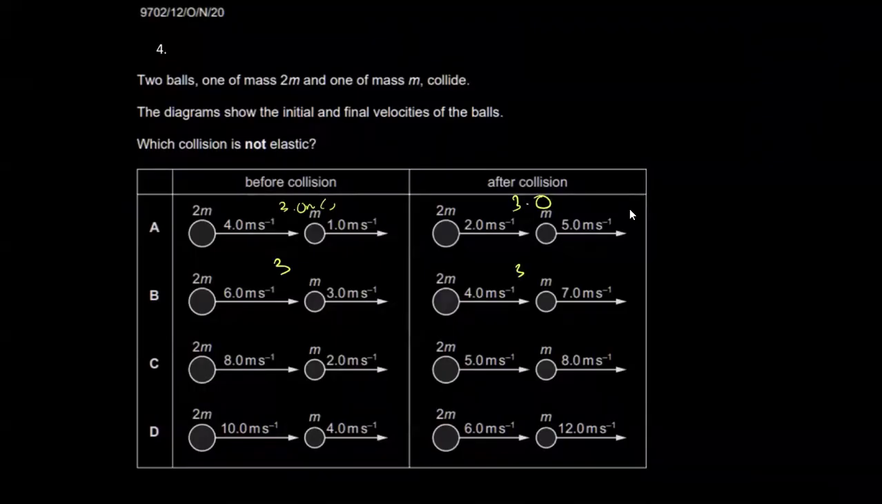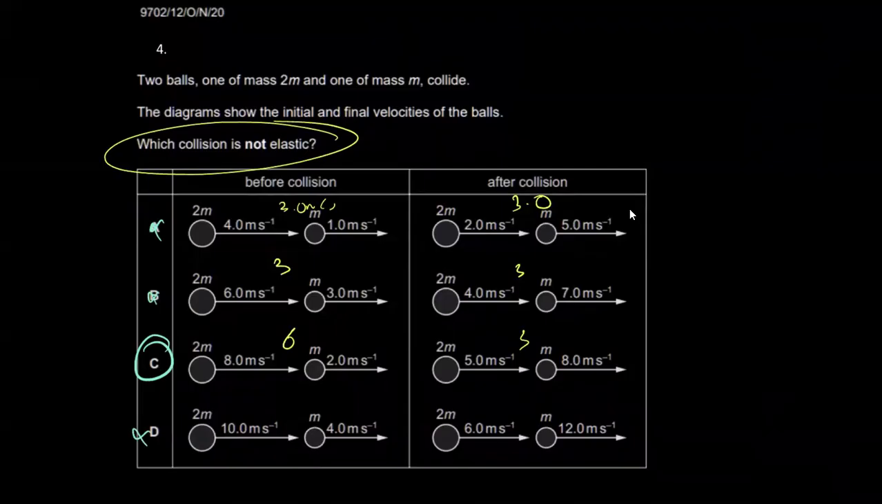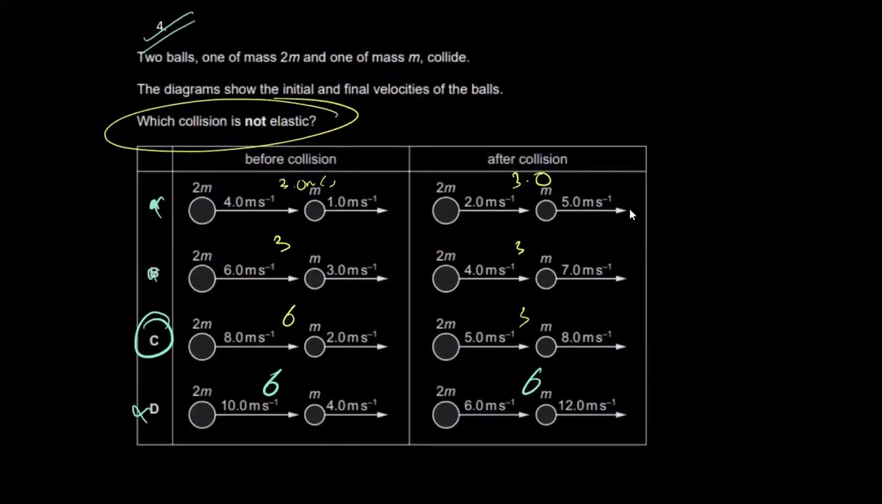8 and 2. Speed of approach is 6. 8 minus 2. And over here, it's 8 minus 5. That's 3. So guys, C cannot be your answer. Oh, sorry. C is your answer because the question says which collision is not elastic. So C is not elastic. बाकी सारे हमारे पास. आखिरी भी देख लें. 6 and 6. 10 minus 4, 12 minus 6. Easiest thing अगर मैं आपको बताऊं, the easiest thing that you can do is just subtract the smaller value from the larger value. Clear?